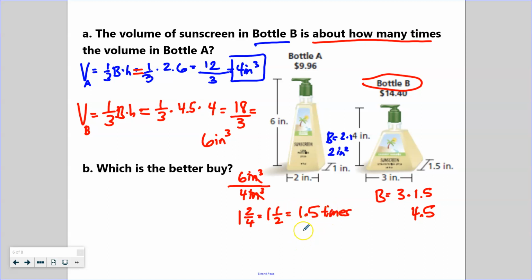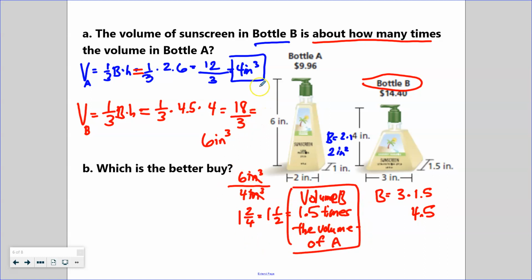So we would say that it is 1.5 times the volume of A. Volume B is 1.5 times larger than the volume of A. Just divide. If we had 10 and 5, we'd say it's 2 times, because 10 divided by 5 is 2. If it was 18 and 3, we'd say it's 6 times, because 18 divided by 3 is 6.